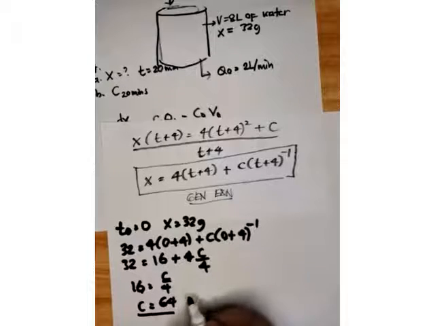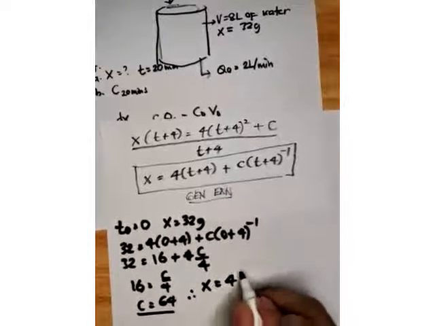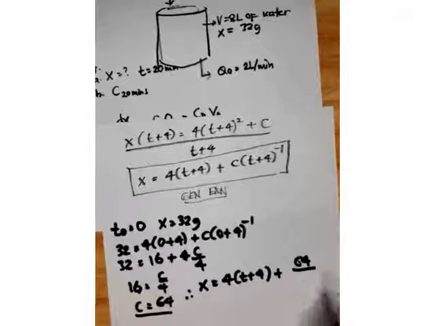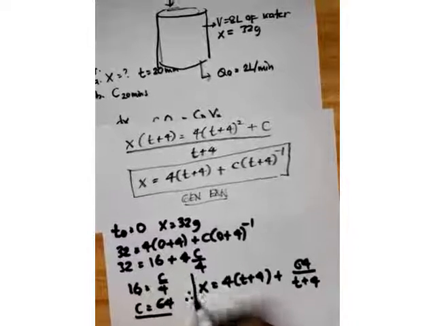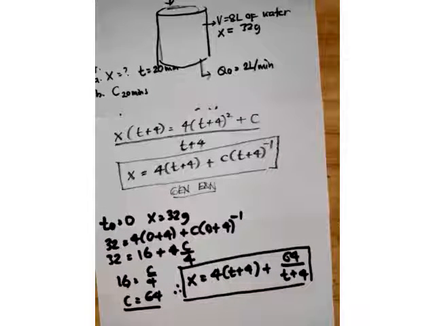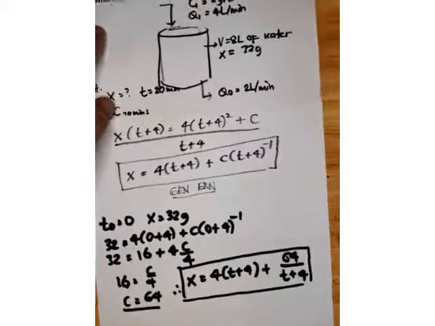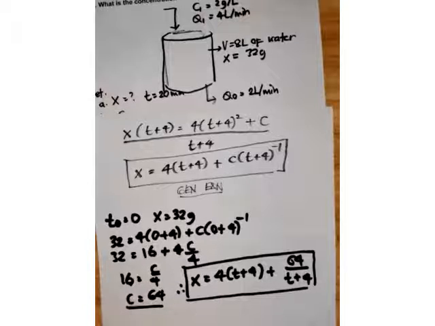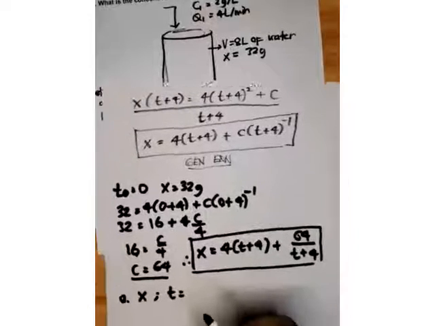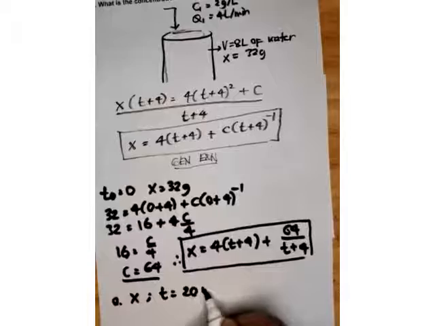Okay, so therefore, x is equal to 4 times t plus 4 plus 64 over t plus 4. So this is our formula for this problem. That is our formula for that problem. Only then can we get letter A. So letter A, what is x when t is equal to 20 minutes?